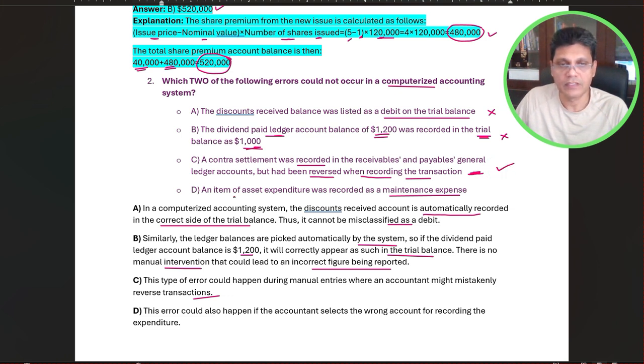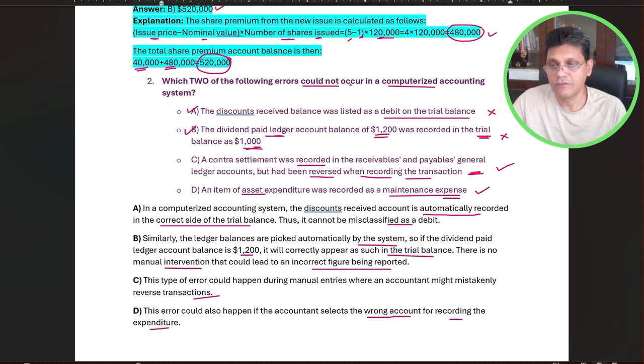And the last one is an item of asset expenditure was recorded as a maintenance expense. So this also can happen, because this error could happen if the accountant selects the wrong account for recording the expenditure. Instead of selecting the asset account, if he had selected the expense account, this can be recorded in the computerized accounting system. So therefore, the correct answer is A and B. Which two of the following errors could not occur in a computerized accounting system? The first and the second one.